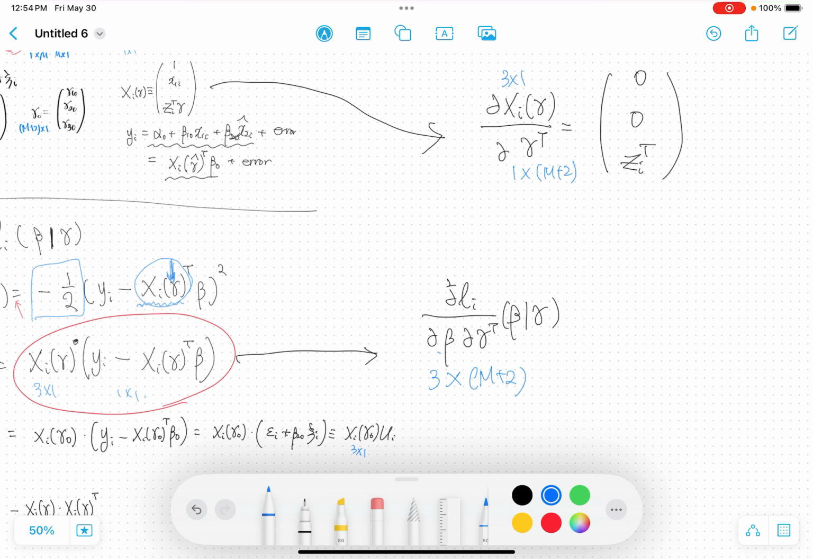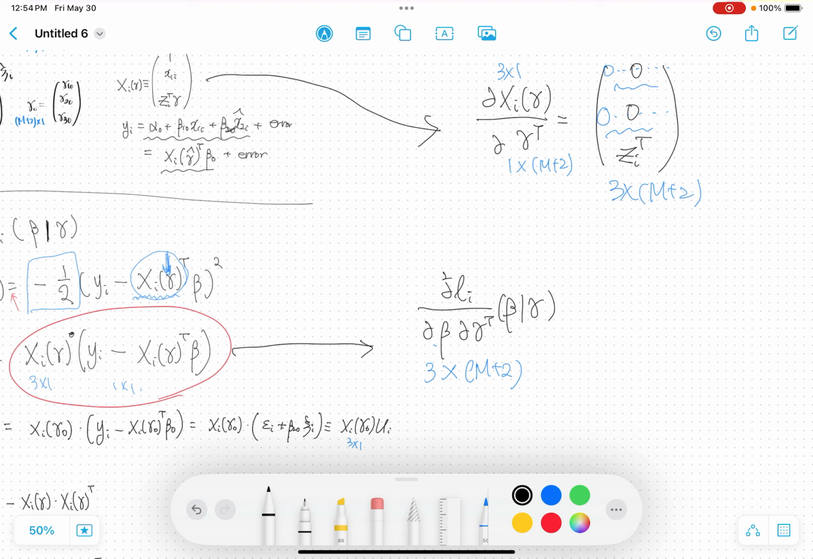In the end, it should be a lot of zeros. So in the end it should be 3 by m plus 2. So these zeros are actually 0, 0, 0, many zeros, m plus 2 zeros as a row. So this is correct.